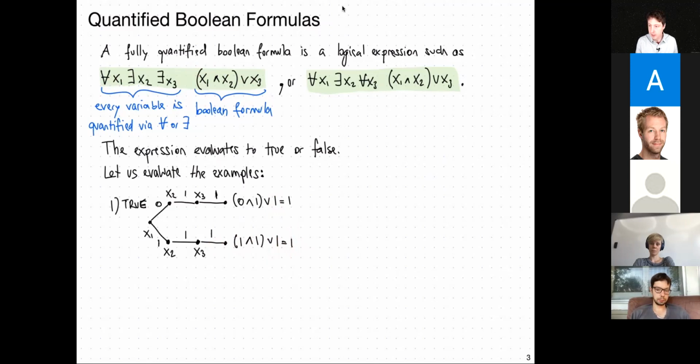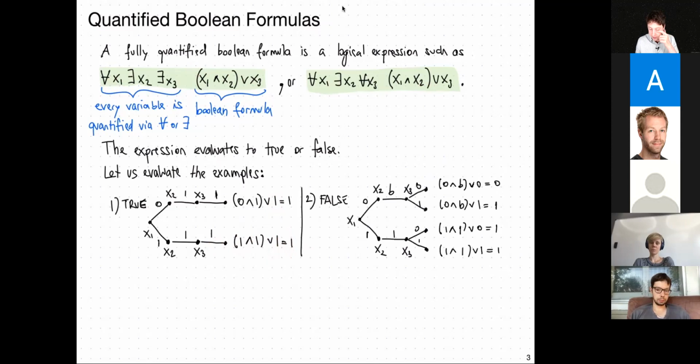Okay? This other example turns out to be actually false. Here is a tree for it. It's a bit awkward to see it this way. A more precise way to do it would be to negate the formula and check that the negation is true. But let's still look at this exact formula.